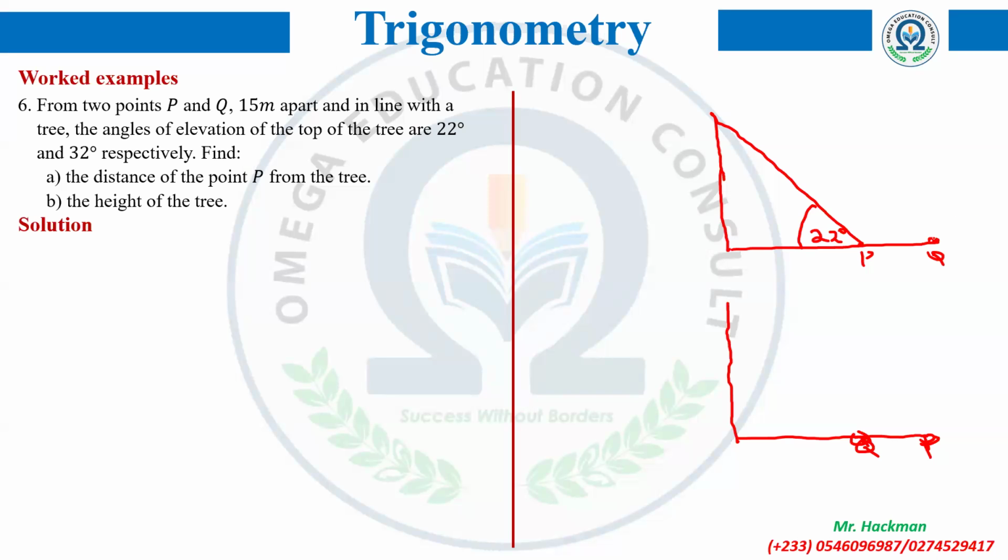If you are here at Q and you want to sight the top of the tree, it means if I join the top of the tree and Q, the angle there is what I will take as my angle of elevation, and that is 32 degrees. Is that clear? The same thing here. If I'm at Q and I want to sight the top of the tree, the angle here must be 32. And if we're at P, this time around, the angle here will be 22 degrees. All correct? Do you agree that the 2 diagrams are not the same?